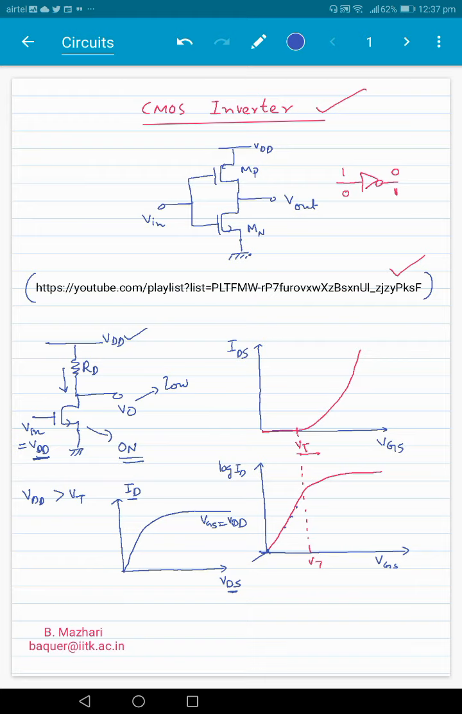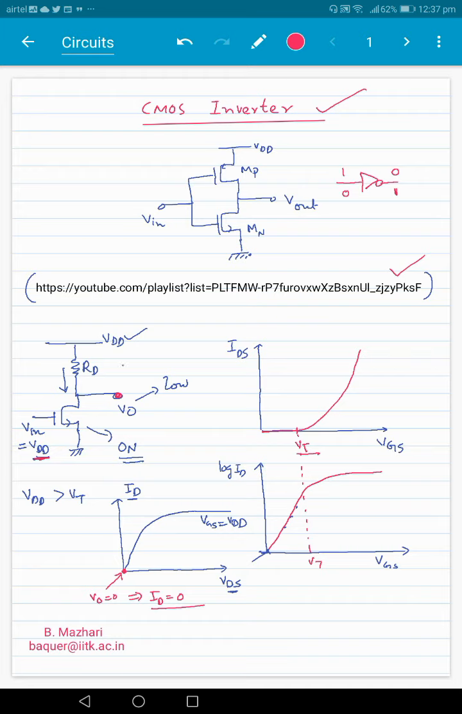Now we want the output voltage to be as small as possible. So when we apply an input which is high, we want the output to be as small as possible, and ideally we would like it to be right here, which is V0 equal to 0. But note that V0 equal to 0 implies that ID equal to 0. That current flowing is equal to 0.